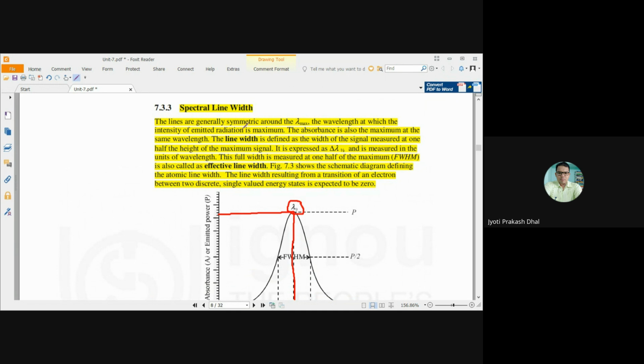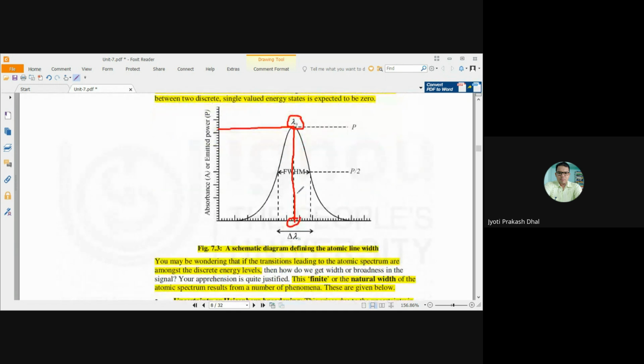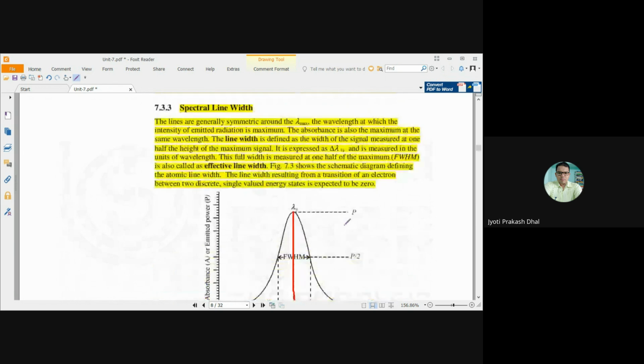The lines are generally symmetric around the lambda max. So this one is the lambda max, and generally the peaks obtained will be symmetric around the lambda max. The wavelength at which the intensity of emitted radiation is maximum or the absorbance will be maximum, the corresponding wavelength is called lambda max. So the absorbance is also maximum at the same wavelength.